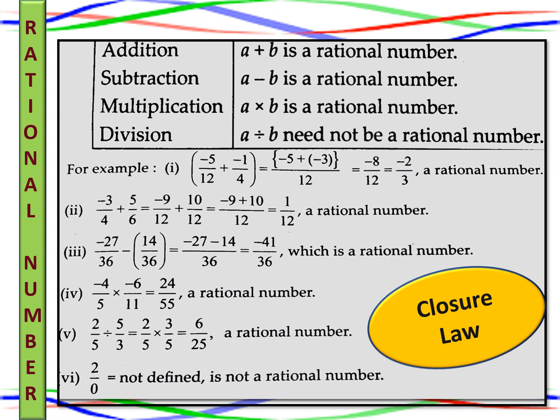When we divide, we take the reciprocal of the second one, that is 5 by 3, reciprocal 3 by 5, is written, and then the calculation is done. Note it. So it's a rational number. So why then is it not true for division?